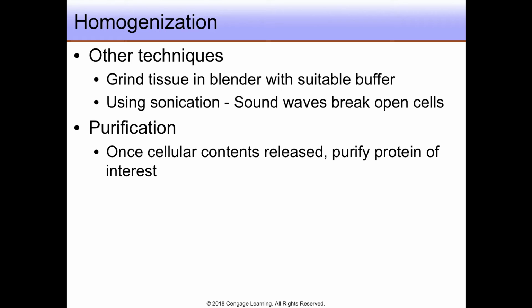A more straightforward approach is simply to grind the tissue in a blender in a suitable buffer. Another option is to use a device known as a sonicator, which uses sound waves to rupture the cell membrane.